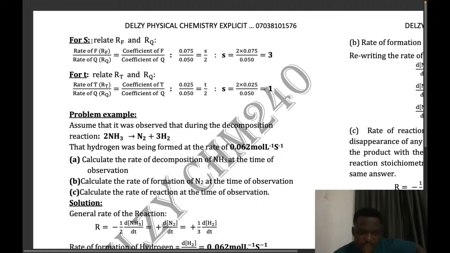You can see for the F, I'll relate RF and RQ. So I'll say the rate of F, which is RF, over the rate of Q, which is RQ, equals coefficient of F all over coefficient of Q. Now you realize that the coefficient of F is S, which I'm asked to find. Coefficient of Q is 2, which was given in the question. The rate of F was given to us in the question. The rate of Q was given to us as well. So when you cross multiply, S becomes equal to 3.